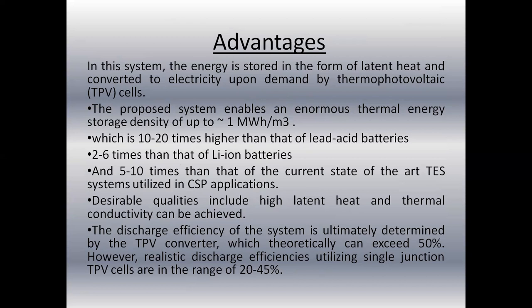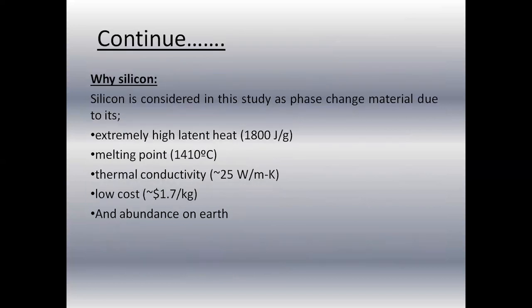Desirable qualities include high latent heat and thermal conductivity, and both can be achieved by using this system. The discharge efficiency of the ideal latent heat storage system is 50%. However, in realistic conditions, the discharge efficiency is 20 to 45% output.